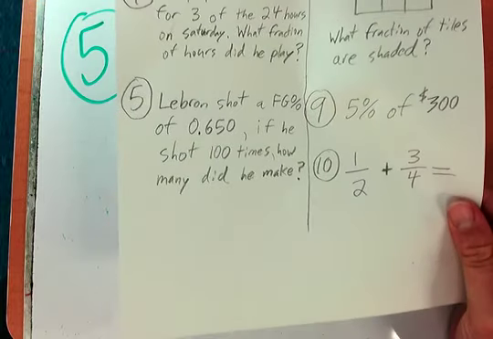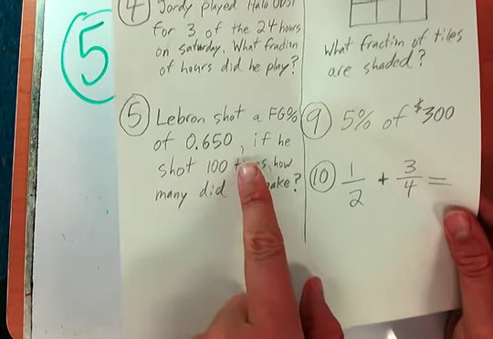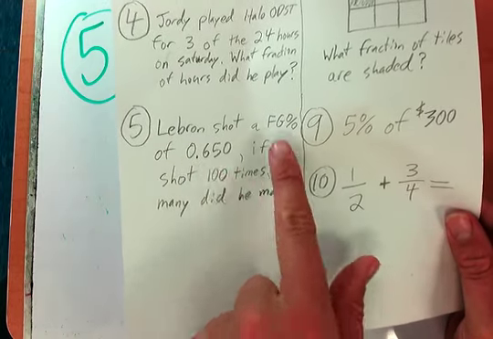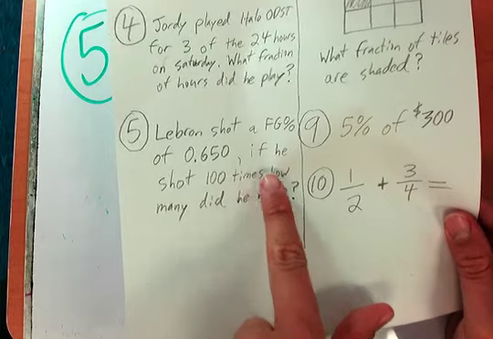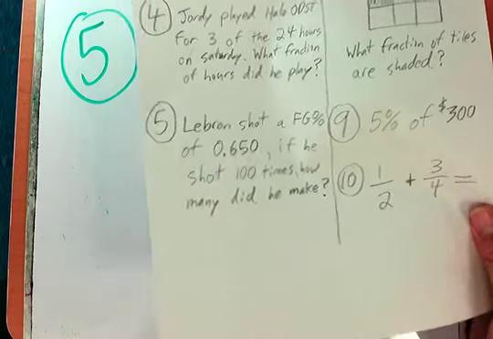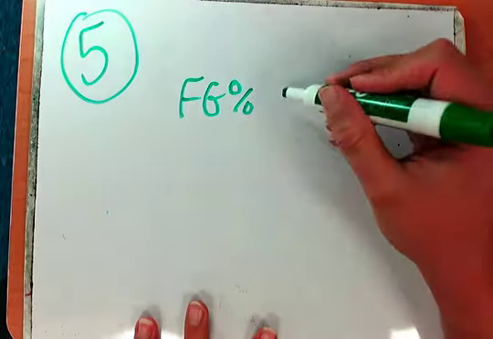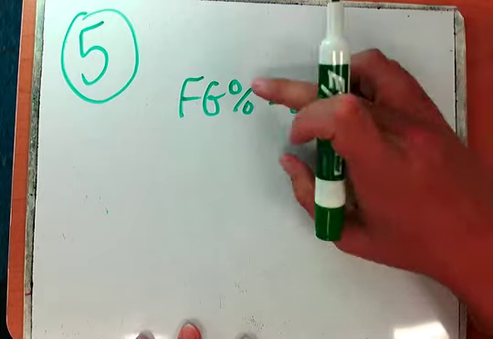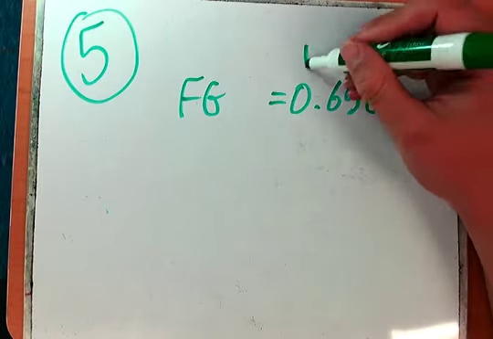So, question 5. We got LeBron shot a field goal percentage of 0.650. Now, kind of ironically, that's a decimal point and that's a percentage, but this is actually how that stat is given. So clearly NBA statisticians aren't mathematicians, but that's fine. We'll forgive them. If he shot 100 times, how many did he make? How many shots did he make? So we got this field goal percentage at 0.650. Well, this isn't really a percentage. So let's just take that out of there. Field goals, and this is a decimal.